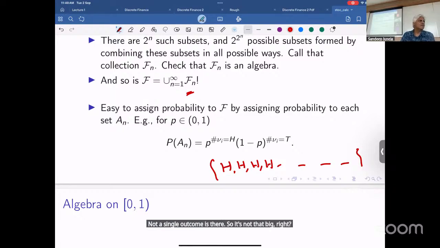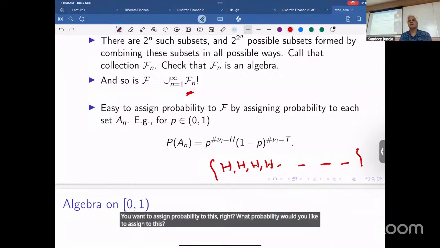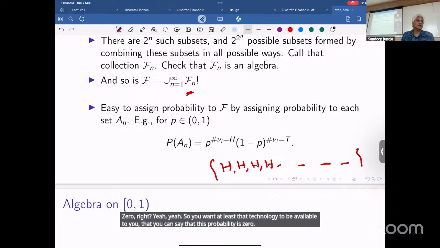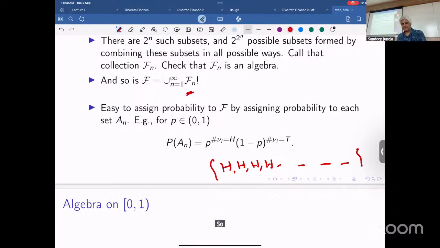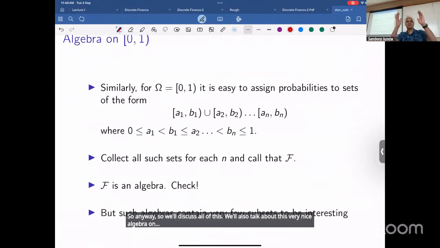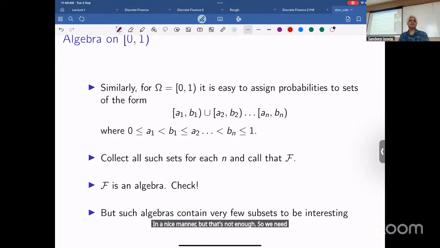In some sense, you want these outcomes also to be present in the collection of sets that you are going to assign probability to. What probability would you like to assign to this? 0, right? So you want at least that technology to be available to you, so that you can say this probability is 0. Anyway, we'll discuss all of this. We will also talk about this very nice algebra on 0-1 space. It's an elegant algebra which we know how to assign probabilities to in a nice manner, but that's not enough. We need more sets that we can assign probabilities to. That's why we need sigma algebras.